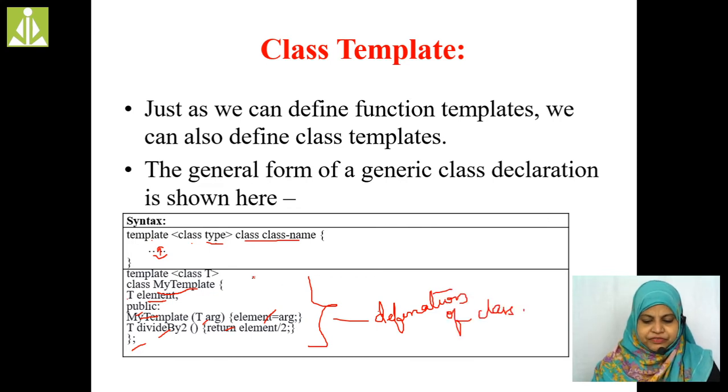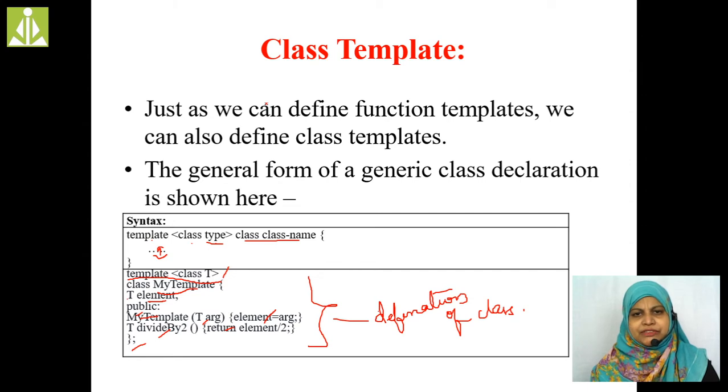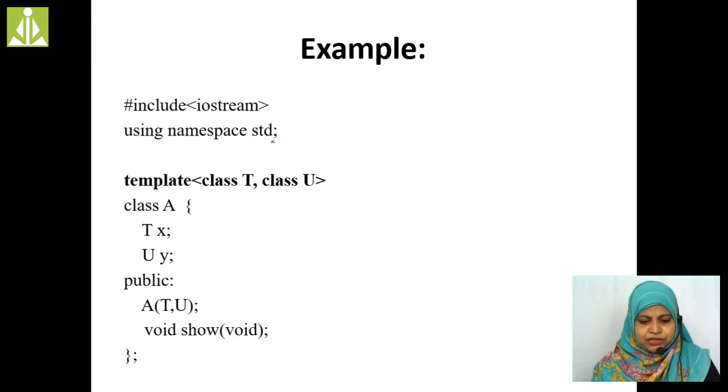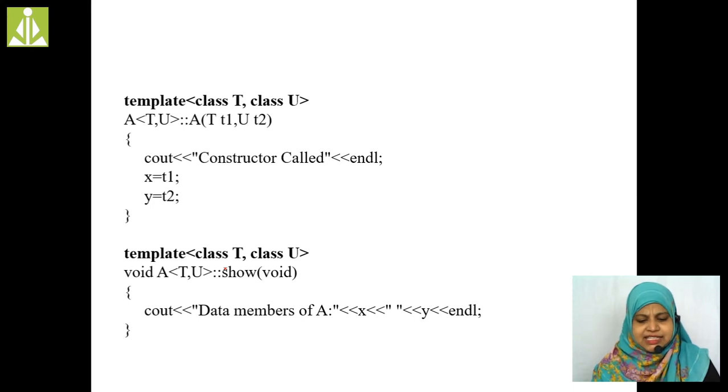First we are going to define the class template. Template class T means we are defining the class template, just like the function template. Template class T. See here, hash include iostream.h. In this class I am going to display the value of x comma y by using the show function.